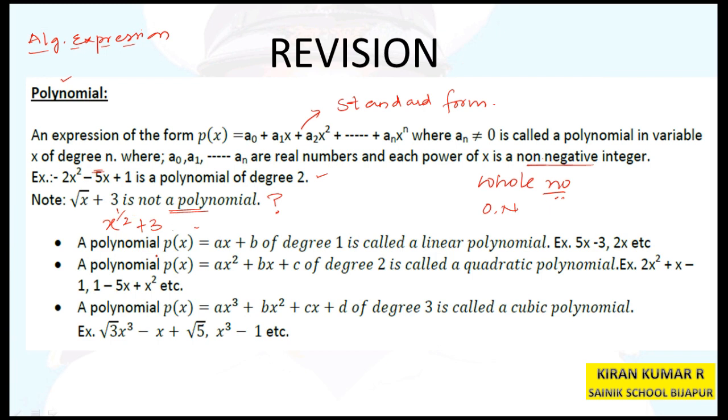Further in our discussion, we have discussed that a linear polynomial will have degree 1. A quadratic polynomial will have degree 2. A polynomial having degree 3 is called a cubic polynomial. Further, I had also mentioned biquadratic polynomial, which means the degree of the polynomial is 4.